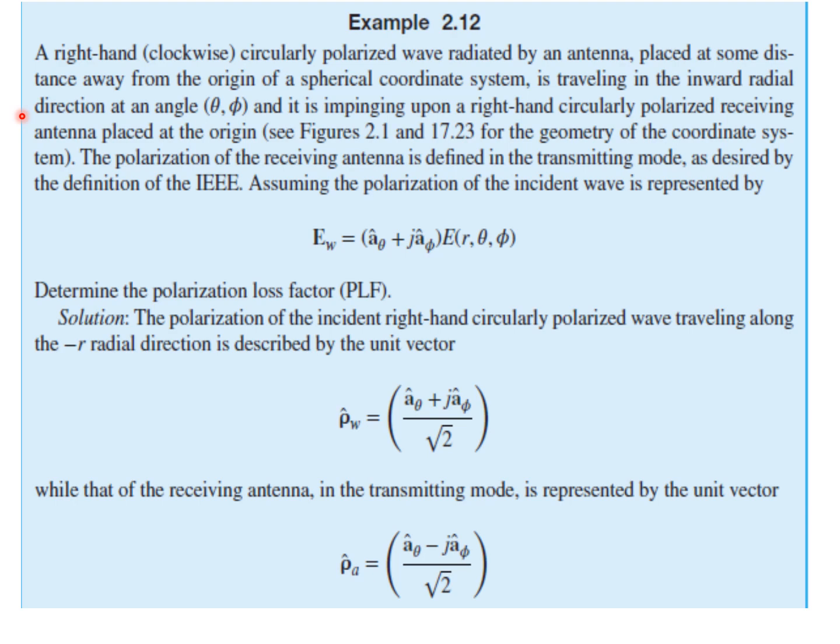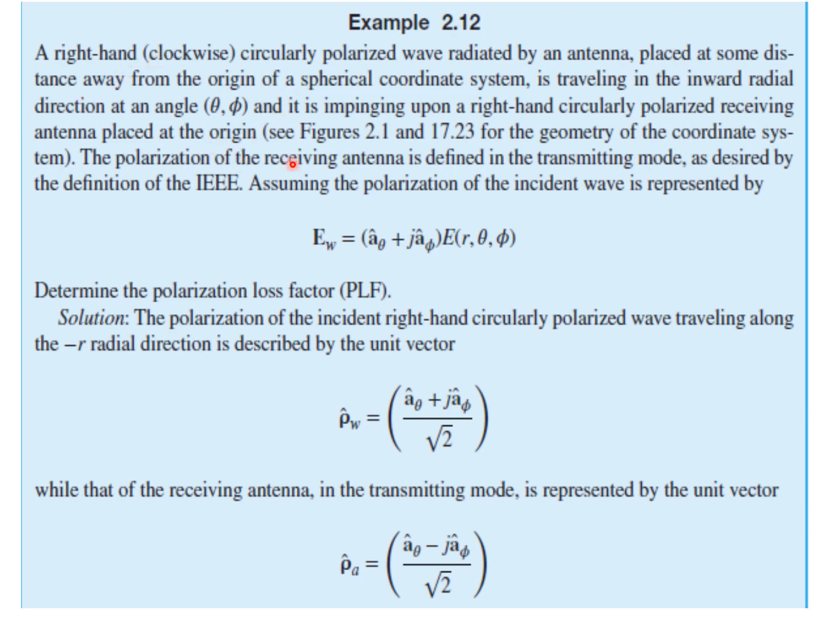So this is a tricky question. A right hand circularly polarized wave radiated by an antenna placed at some distance away from the origin is traveling in the inward radial direction and impinging upon a right hand circularly polarized receiving antenna. If in the receiving mode the polarization of the receiving antenna is right hand, it means in the transmitting mode it will become left hand. That is the trick here, because according to the definition of the polarization loss factor, we have to determine the polarization of the wave in the direction of wave travel and the polarization of the antenna in the transmitting mode.